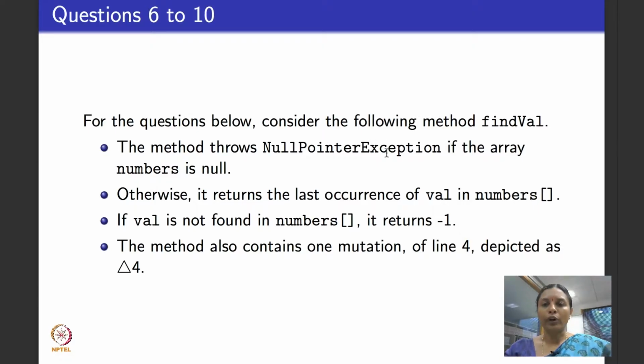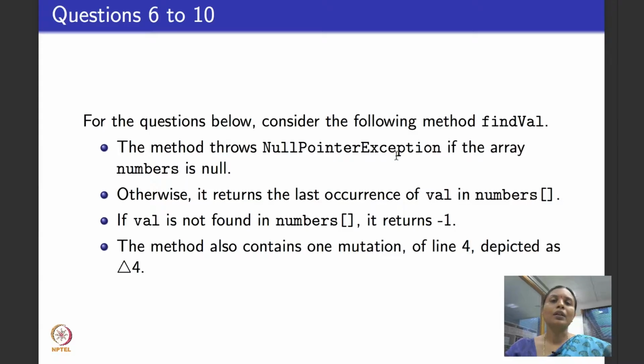There is an array that it takes called numbers, along with a value, and it's supposed to find the position of the value in the array. If the value occurs more than once in the array, it's supposed to return the last occurrence of the value in the array. If the value is absent in the array, then it's supposed to return a special position called -1. And if the array is a null array, then it's supposed to throw a null pointer exception. This was the main method.